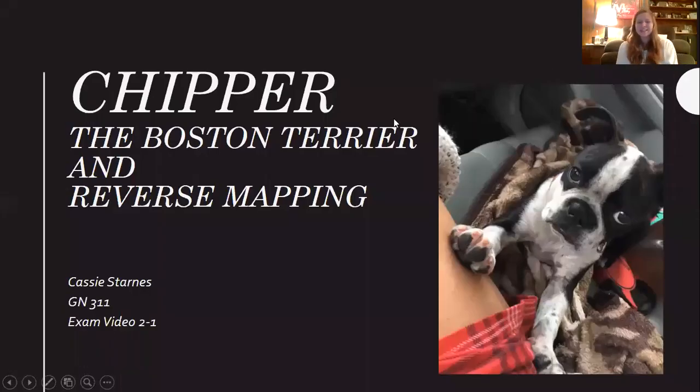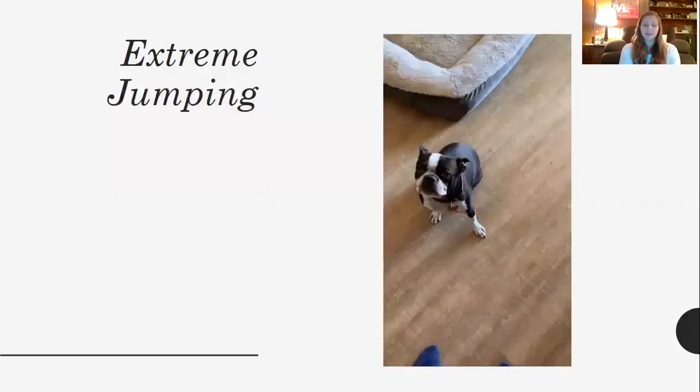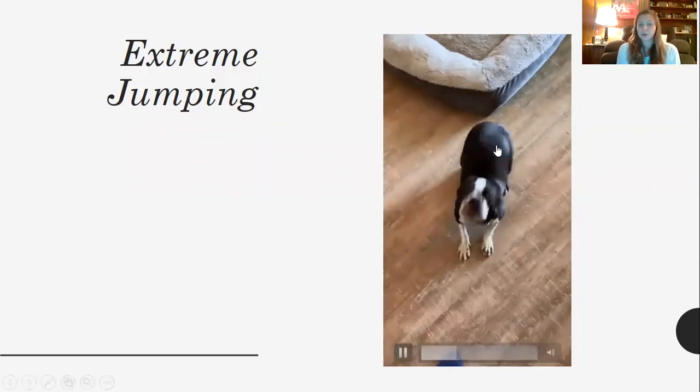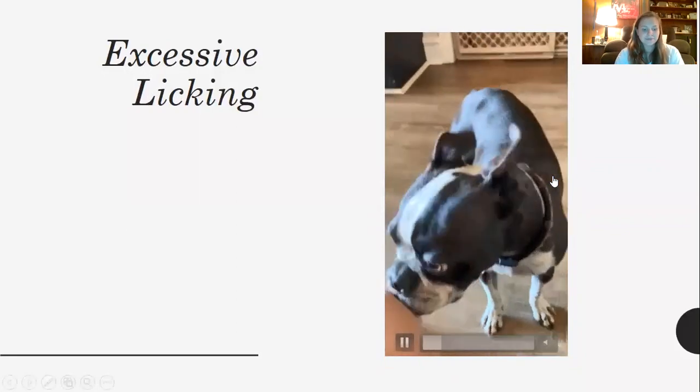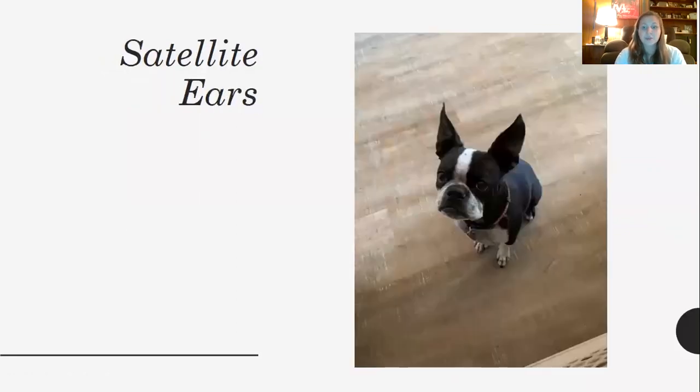Hi, my name is Cassie Starnes, and I'll be discussing reverse mapping using Chipper the Boston Terrier. Now, Chipper has some very unique traits that all happen to be linked. First is his extreme jumping, as well as his excessive licking, and of course, his ginormous satellite ears.